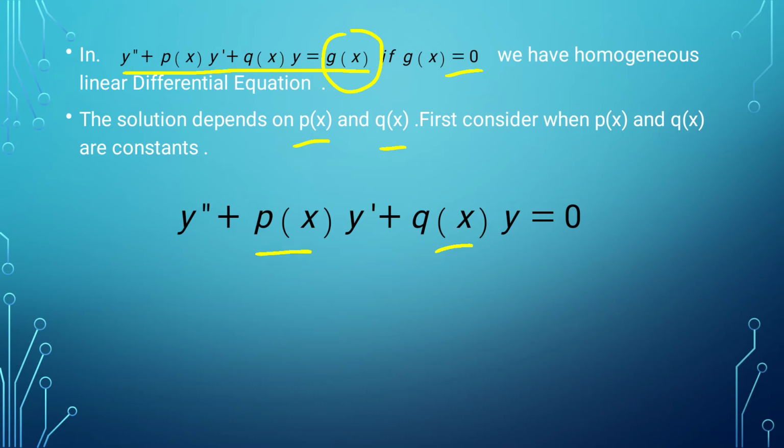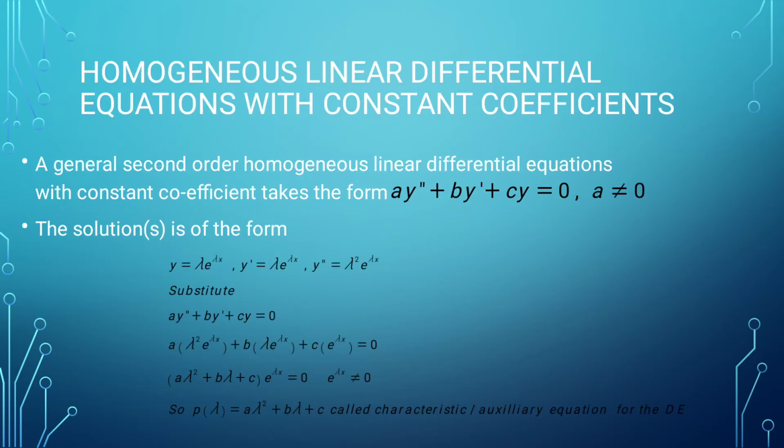So let's now consider a case whereby our functions p(x) and q(x) are constants. If they are constants, how do we deal with this? Homogeneous linear differential equations with constant coefficients. So automatically what we'll get is a homogeneous linear differential equation with constant coefficients.